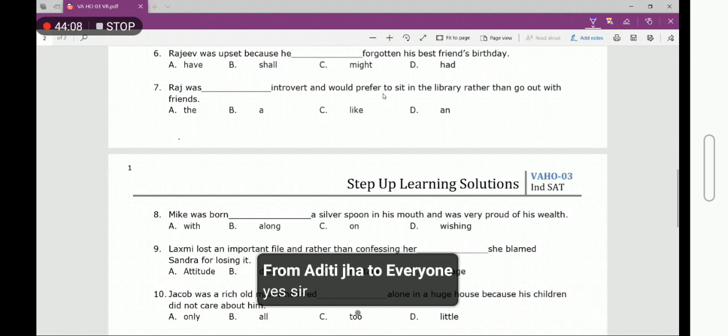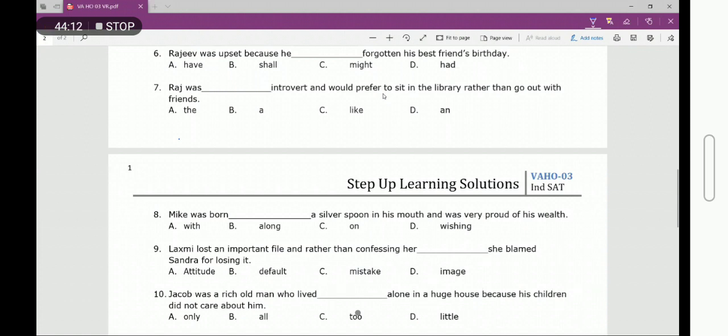Okay, great. So this says, Rajiv was upset because he dash forgotten his best friend's birthday. Rajiv was upset because he had forgotten, correct? Because this is again past tense, right? So not have forgotten, had forgotten. Past tense. Not shall forgotten, might forgotten, right? So it should be D option.